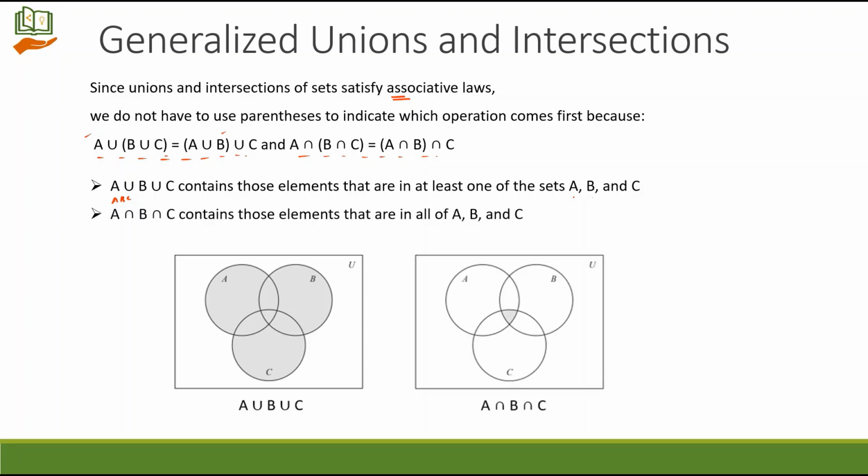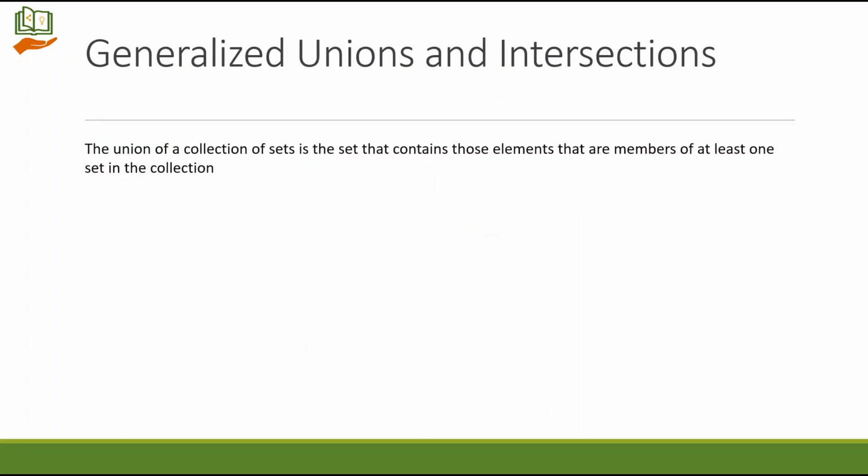A intersection B intersection C contains those elements that are in all of A, B and C. The elements must be present in A, B as well as in C. Only then the common element can be taken as the intersecting element. The union of a collection of sets is the set that contains those elements that are members of at least one set in the collection. It means we are going to add more than 3 sets to the list. We will use the notation A1 union A2 union up to An. So what are A1, A2, An? They are actually sets. This is equal to the union of all the sets together, that is the general representation.